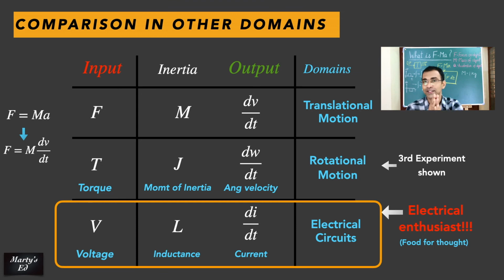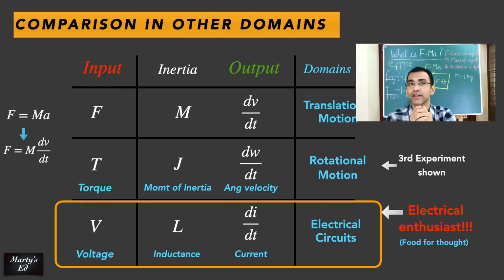I came up with this V is equal to L di by dt while doing this video, that F is equal to m dv by dt is similar to V is equal to L di by dt. Inertia instead of m, it is inductance L here, and the equivalent friction force here is resistance in the electrical circuit, Ri. Electrical enthusiasts, you can think about this.